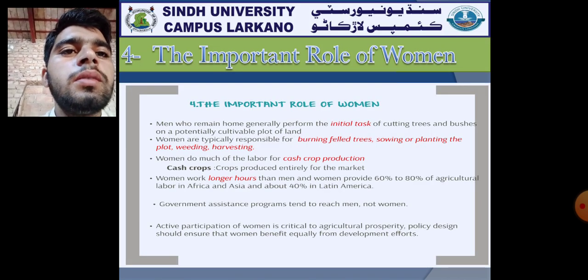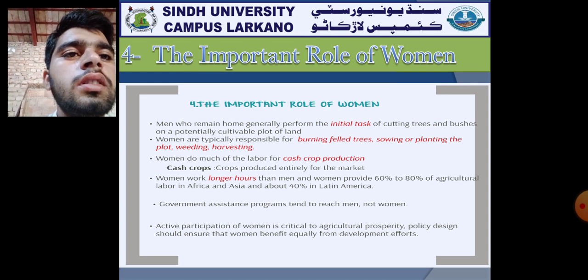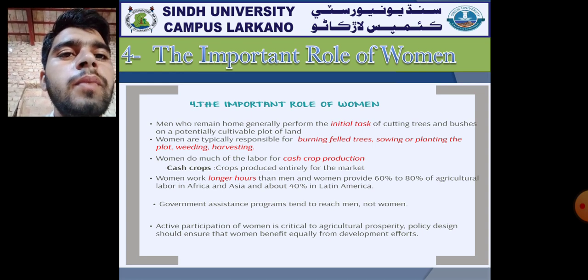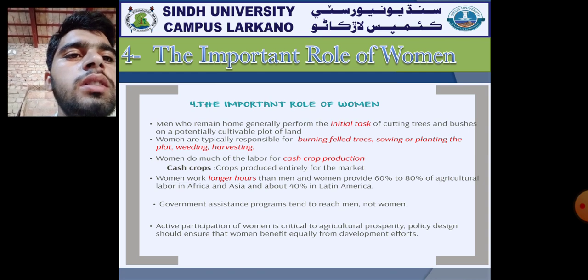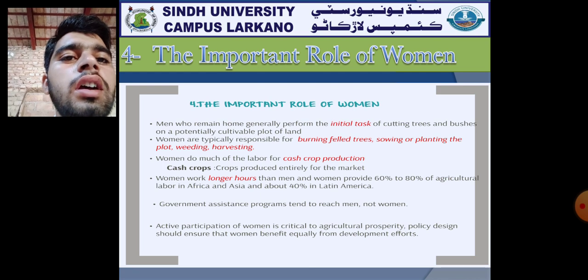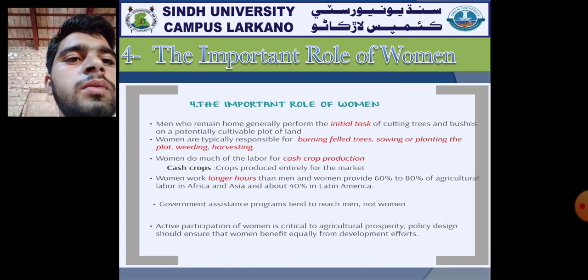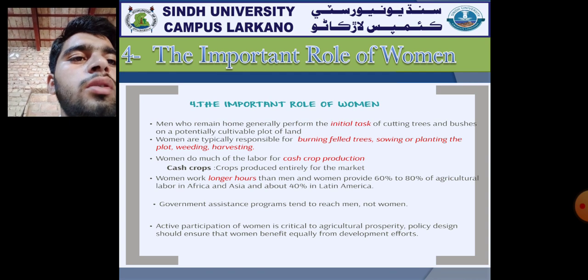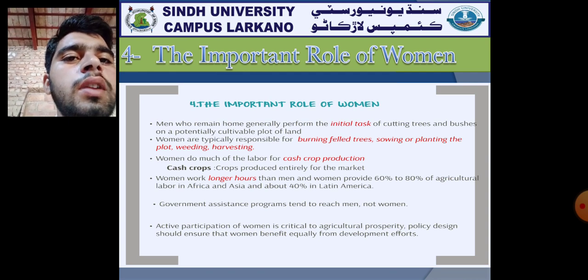Number 4, the important role of women. Men who remain home generally perform the initial task of cutting trees and bushes on a potentially cultivated plot of land. Women are typically responsible for burning felled trees, sowing or planting the plot, weeding, and harvesting. Women do much of the labor for cash crop production.